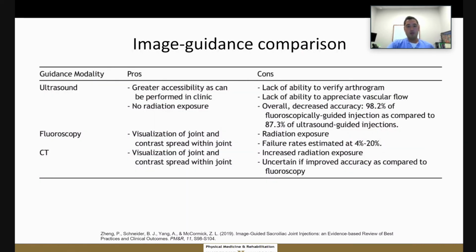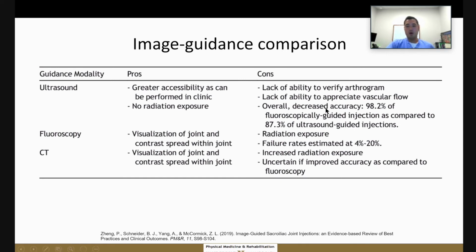You can do them with ultrasound guidance, fluoroscopic guidance, and less commonly with CT guidance due to the radiation exposure. And so there's pros and cons with each. Ultrasound can be easier to perform at the bedside. However, it's difficult to know if there's vascular flow.